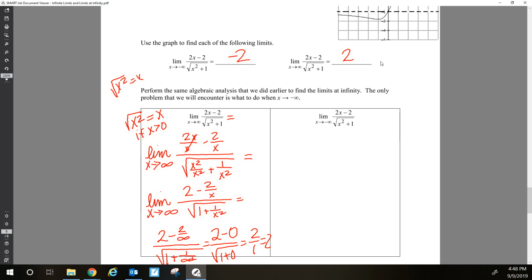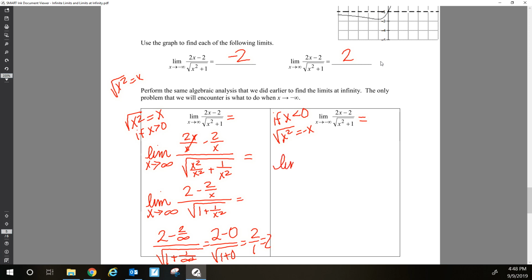Well, then how do we find it if it's going to negative infinity? Well, remember, if x is less than 0, so if x is negative, then the square root of x squared is going to be negative x. So when we're looking as our x's go negative all the way out to negative infinity, instead of plugging in a positive x, we're going to plug in a negative.